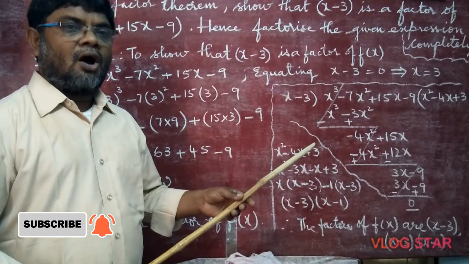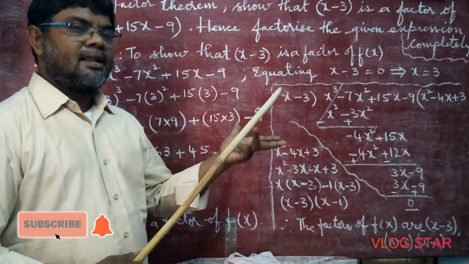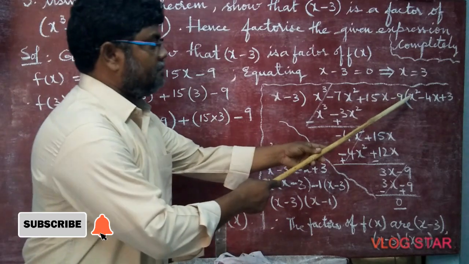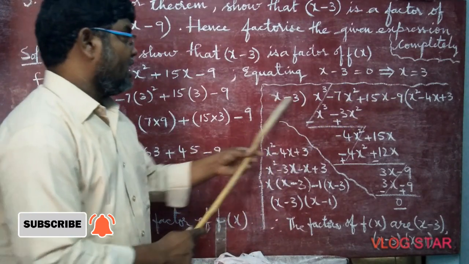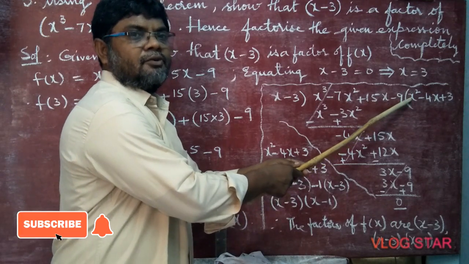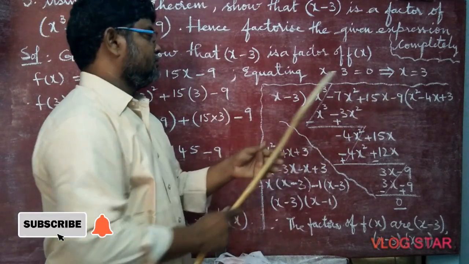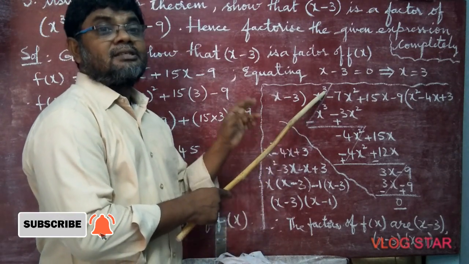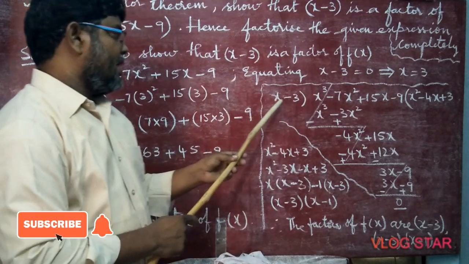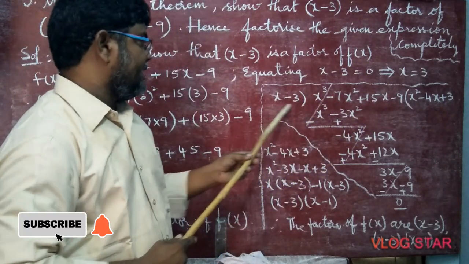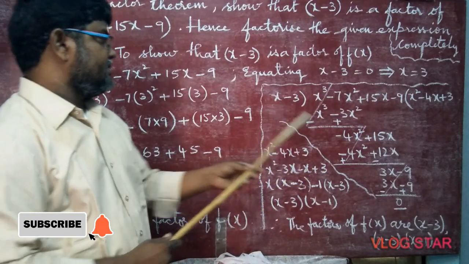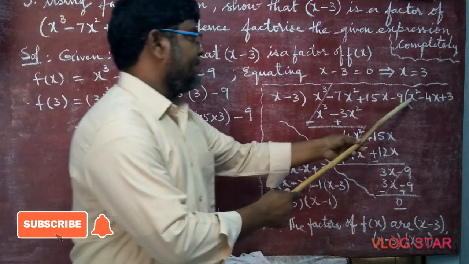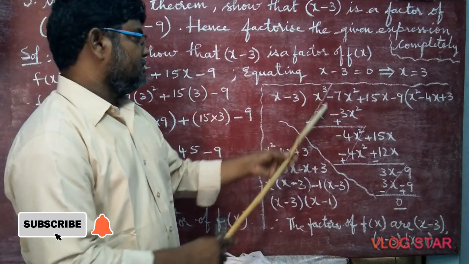Here we know how to divide: sign, number, variable. First you have to see the sign. Here plus is there, so you keep plus here. Next number, 1 is 1, 1 also I wrote here. Here x cube is there, so how many x's are needed? Still x square. So x into x square, x square into x is x cube, minus into plus is minus 3x square.